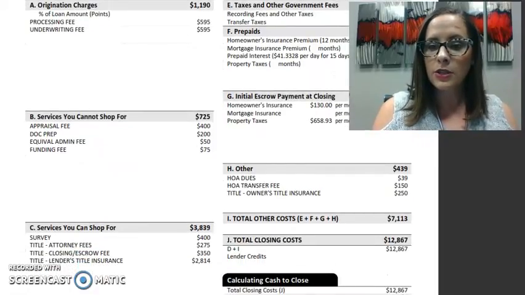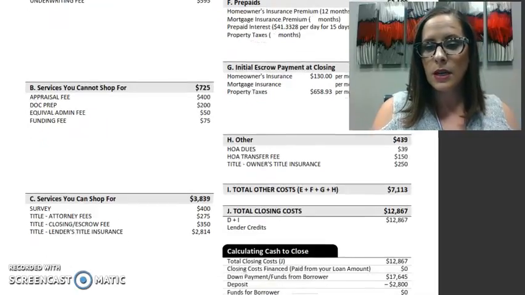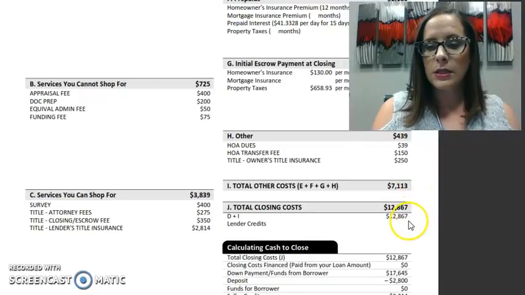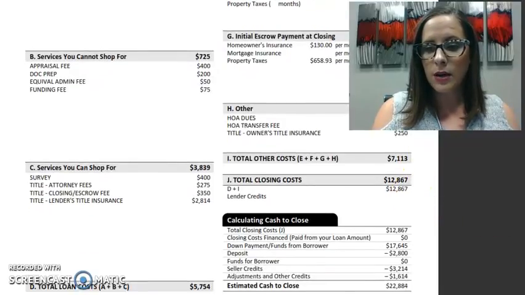Next section, just any HOA dues, the remainder of title insurance that you may owe. They break it up between section C and H, so just 2 places. And then as you see, we get back down to the totals of all these and back to that big number here at the bottom.